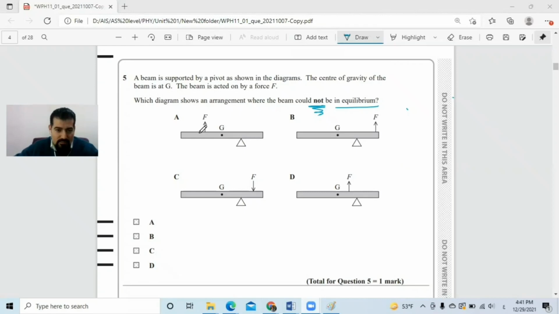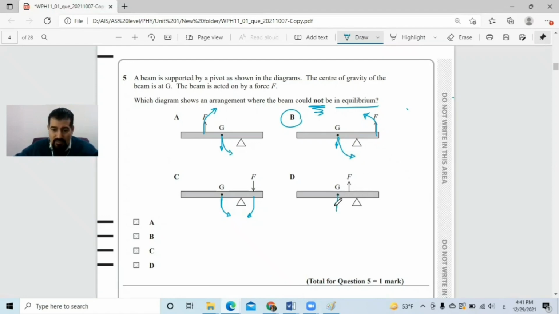Look here, guys. If the force F is in this direction, it acts what? Clockwise, and the weight, as we know, acts what? Anti-clockwise. Maybe they are equal. Here the same thing. We have a moment clockwise, and here the weight acts anti-clockwise. Here we have a moment anti-clockwise, and the weight also acts anti-clockwise. So this is our answer.